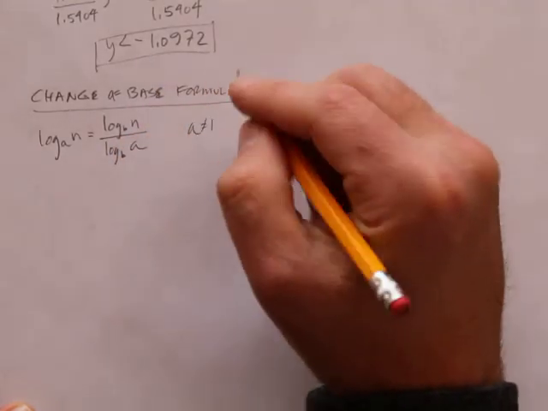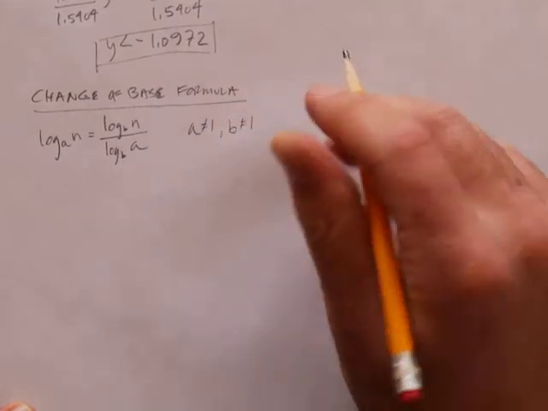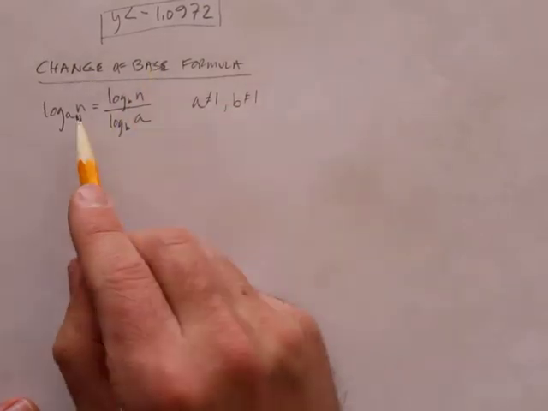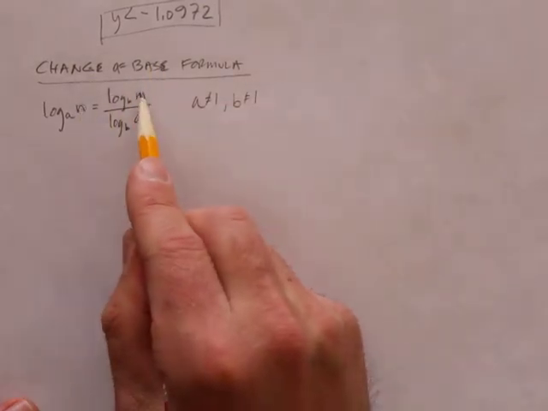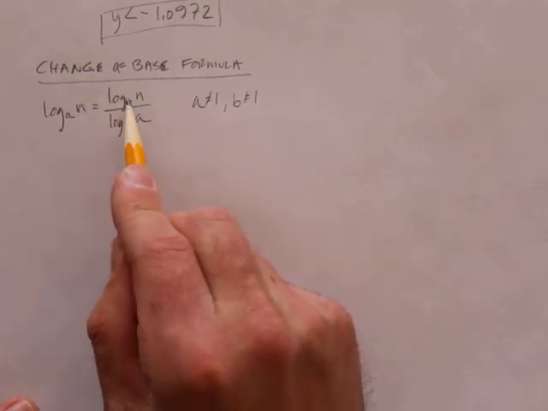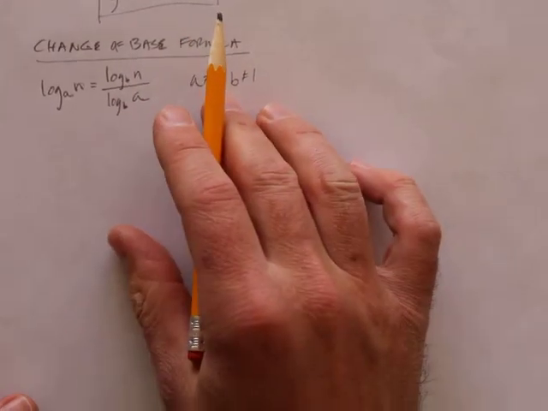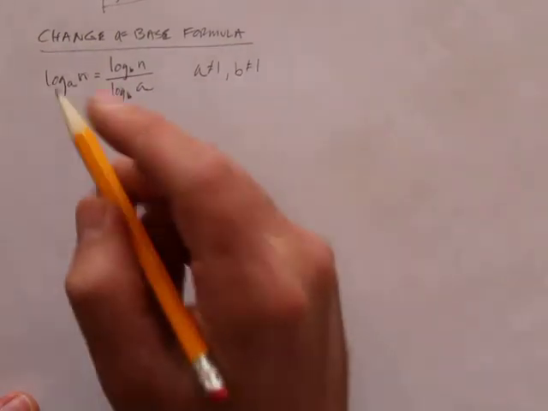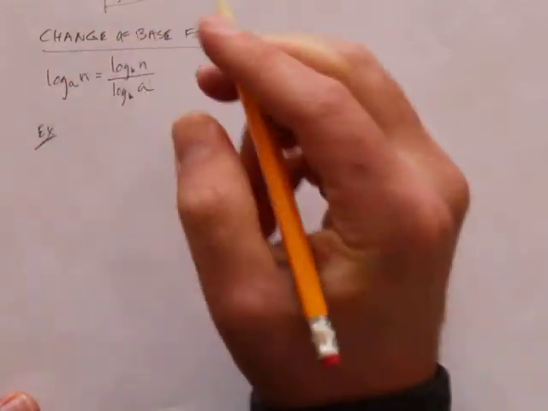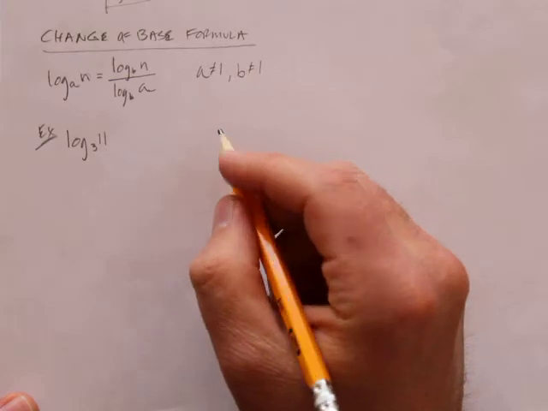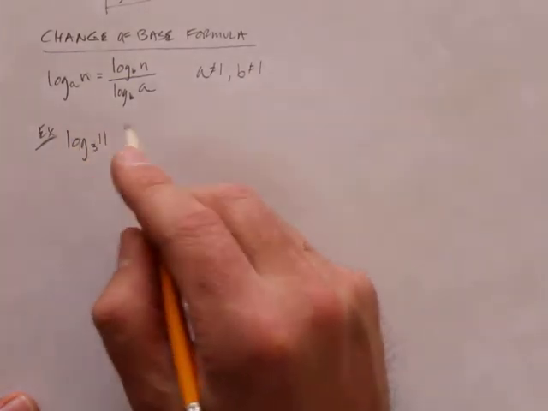A cannot be 1, B cannot be 1. Now, let me explain this. The n goes in the numerator, A goes in the denominator, and you can put whatever base you want for this B. I recommend that you use 10 because that's how you can use the calculator. So let's do an example. Log base 3 of 11, I want you to evaluate this.